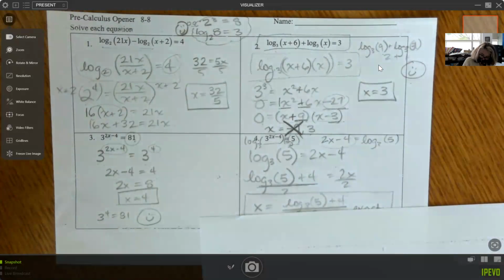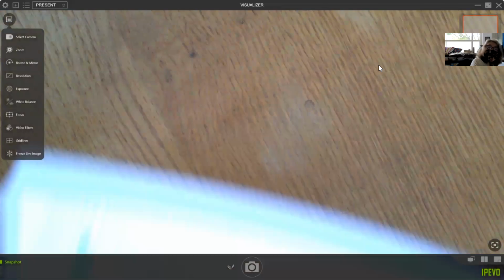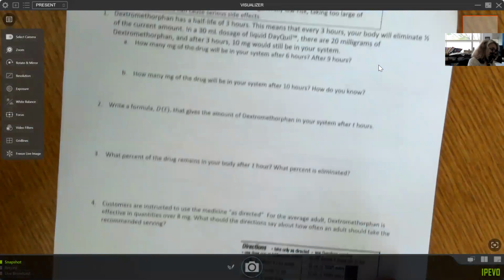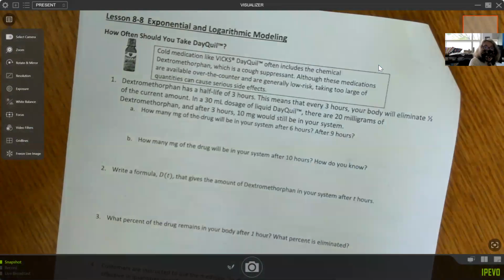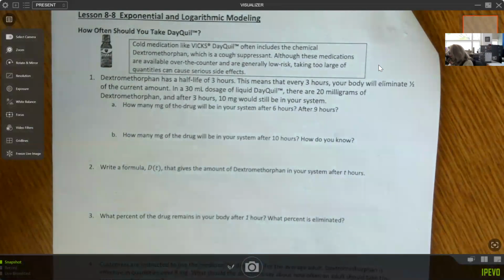Okay, so hopefully I now have had time to do page 14, right? Kind of read through that problem. Okay, so this is taking this cough medicine, and it has a half-life. So there's a lot of things that have a half-life, right?